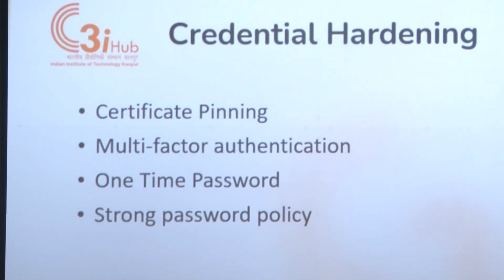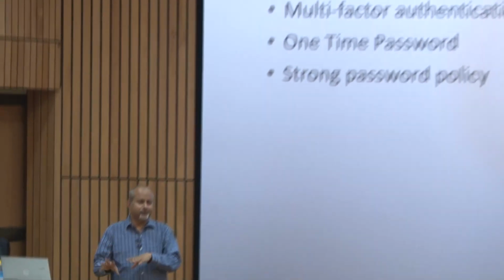Multi-factor authentication, all of you understand why it is important. OTP, one-time password, as I said, is very important. Strong password policy, of course, is something that you can enforce. For example, when somebody is changing their password, they must use a certain combination: at least one capital, at least one small letter, at least one number, at least one special character, total length at least 14, 12, whatever. That is strong password policy, you can enforce it, right. That way you can do credential hardening. So, these are some examples of techniques for credential hardening.